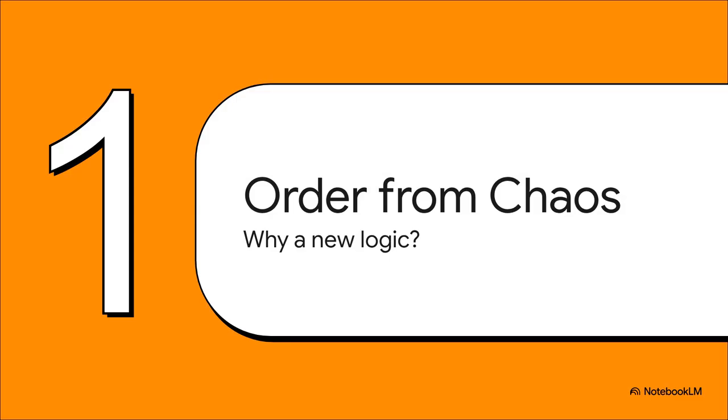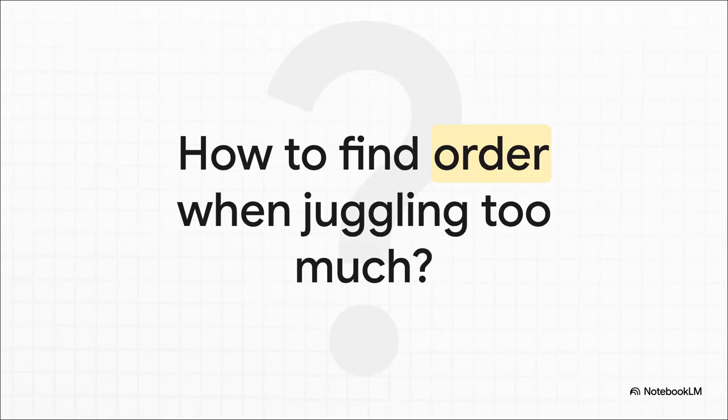Okay, first up, sculpting order from chaos. We've got to start with the why. Why is a whole new logic even necessary? Well, it all begins with a really fundamental problem. How in the world do you manage overwhelming cognitive and sensory stress, especially when you're in an environment that just feels hostile? To make this real, let's ground it in a feeling I think we've all had. How do you find any sense of order when you feel like you are juggling way too many things at once? That feeling of complete cognitive overload, that's the real starting point for everything we're talking about today.